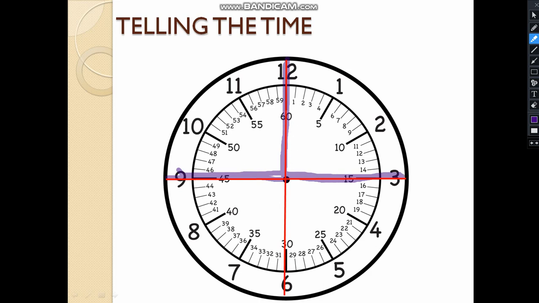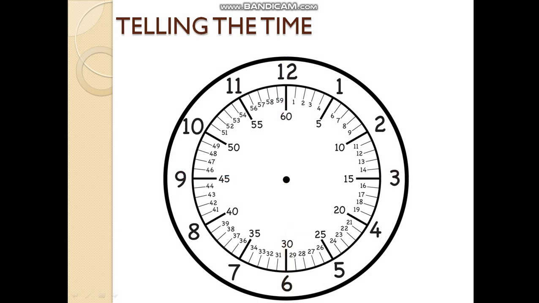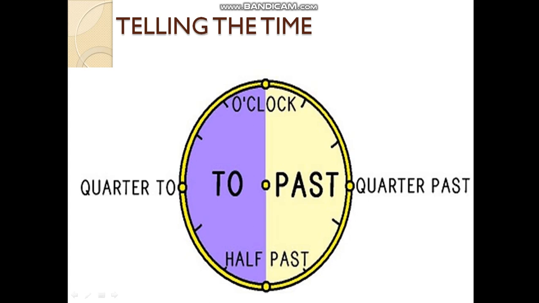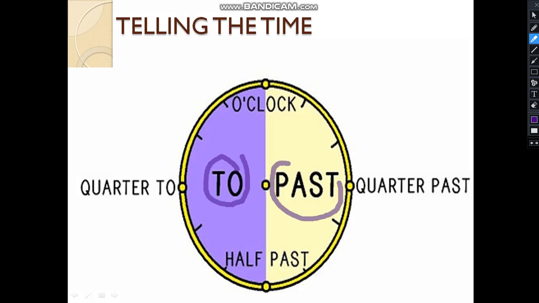When we tell the time in English, we will use this term. We will not say 15 minutes, we will say quarter. Understood? Okay, let's go. Now you can see there are two things: to and past. The left hand part of this clock, we will use to when we tell the time in English. In the right hand part you can see it is past.